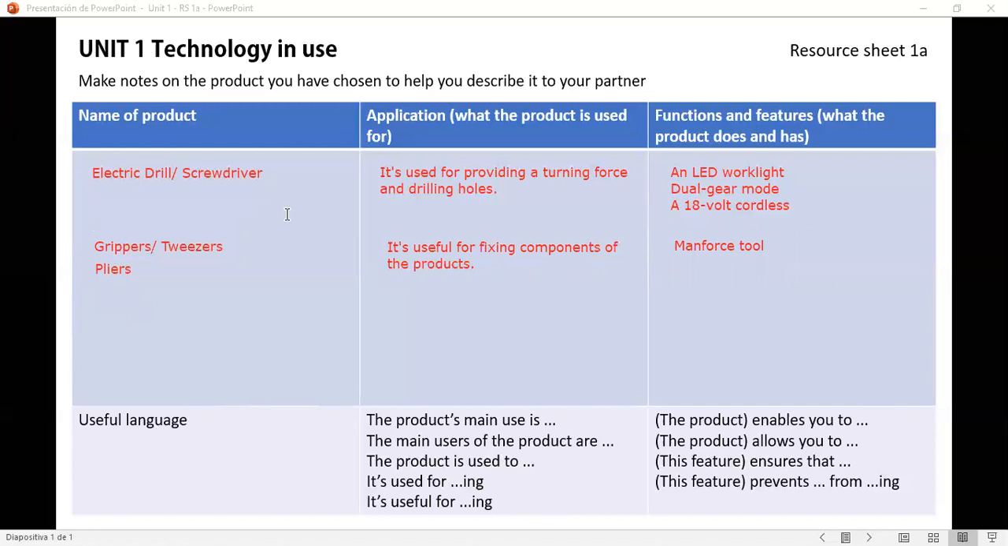Yes, pliers, exactly. I already found it in here. I see that with a rubber coating and different design for a manual force tool, like pressure pliers. I can see that pressure pliers.